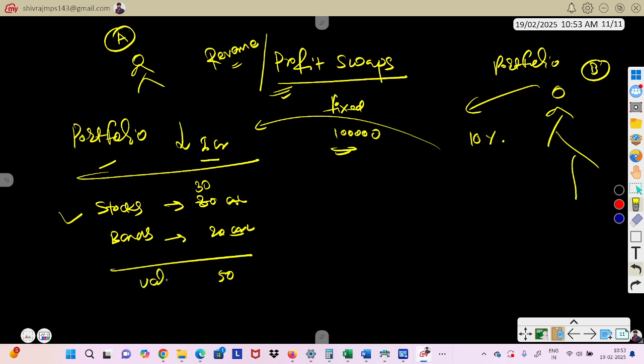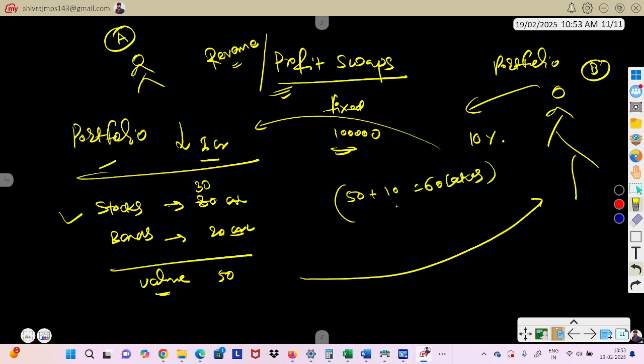Means the value of the portfolio is just 50. Then in that case, the loss of B would be 50 lakhs plus 10 lakhs, so total 60 lakhs. So this is what the risk is all about. Because anyways, the contract was signed for this notional amount, right? 1 crore. So B is responsible for 1 crore anyways.